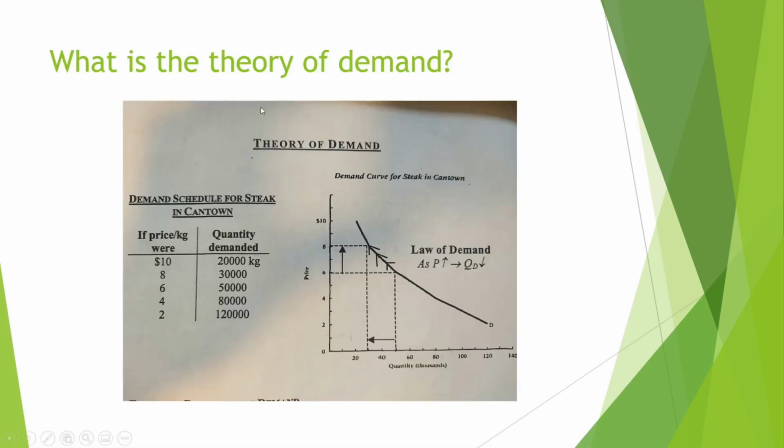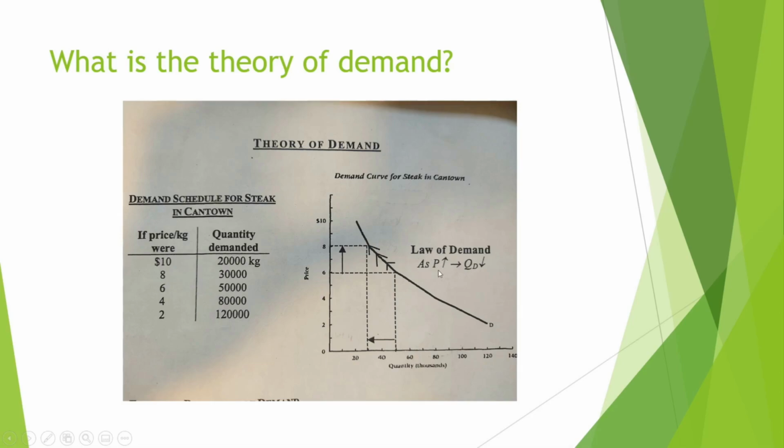So what is the theory of demand? As you can see from this graph, it's a standard supply and demand graph without the supply curve. Here it's just focusing on the demand curve for steak in this certain town, and as you can see, the demand schedule, the x and y values of the price and the quantity demanded, you can see in the graph. Let's say it was $10, you look at the price, which is on the y-axis, $10, line that up. That's about 20,000 kilograms roughly, and so on and so forth.